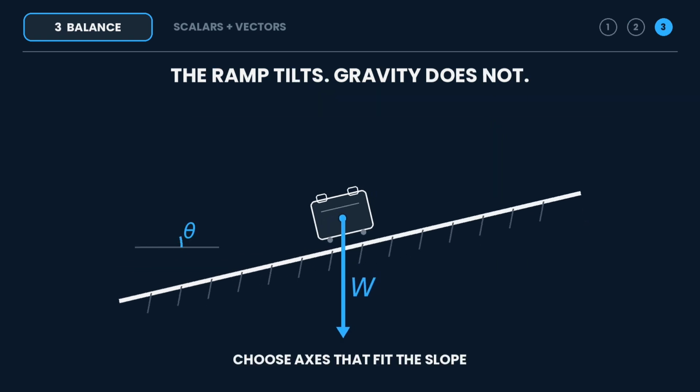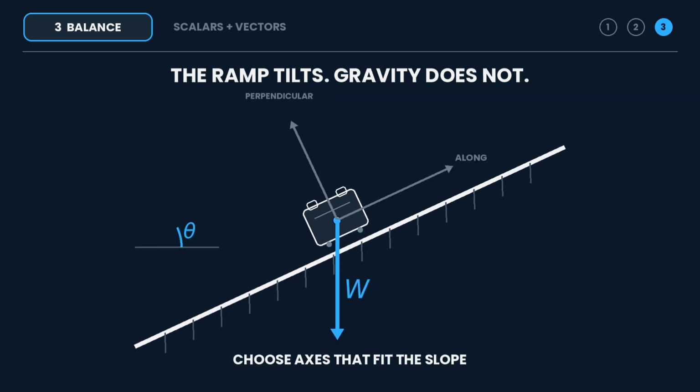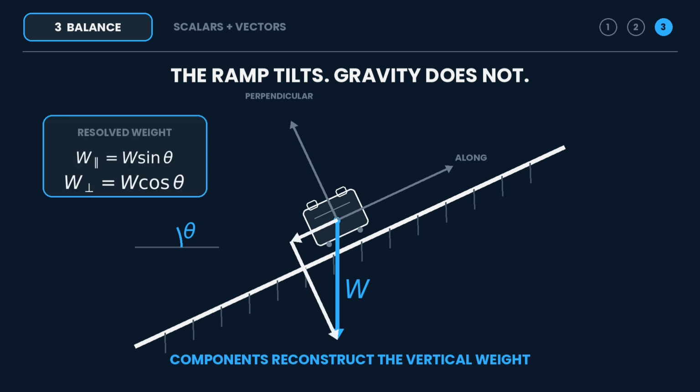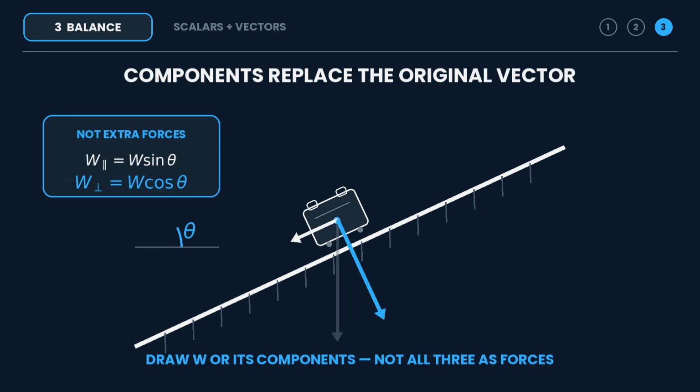Now move the case onto a ramp. The most useful axes run along and perpendicular to the slope. The ramp tilts, but gravity does not, so the weight W remains vertically downwards. If the ramp is at angle theta to the horizon, the weight resolves into W sine theta down the slope and W cosine theta into the slope. These aren't extra forces, together they replace the original weight.